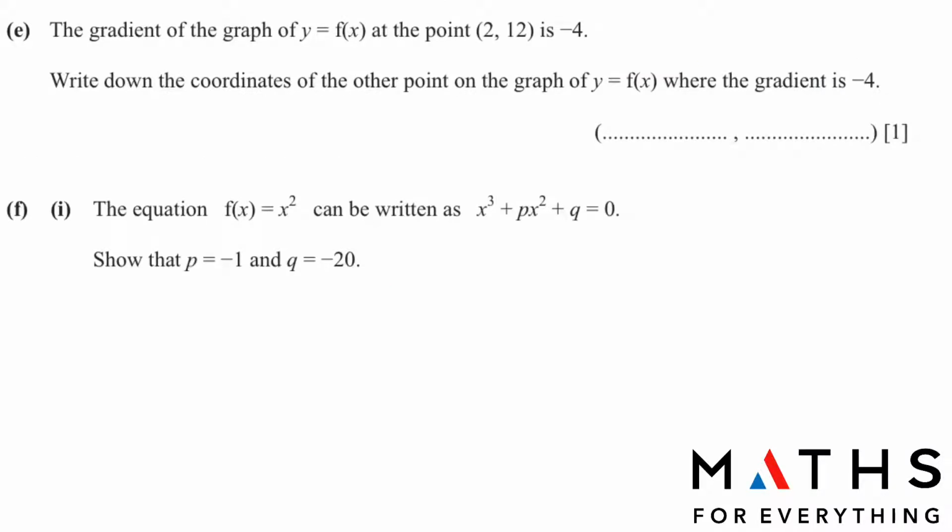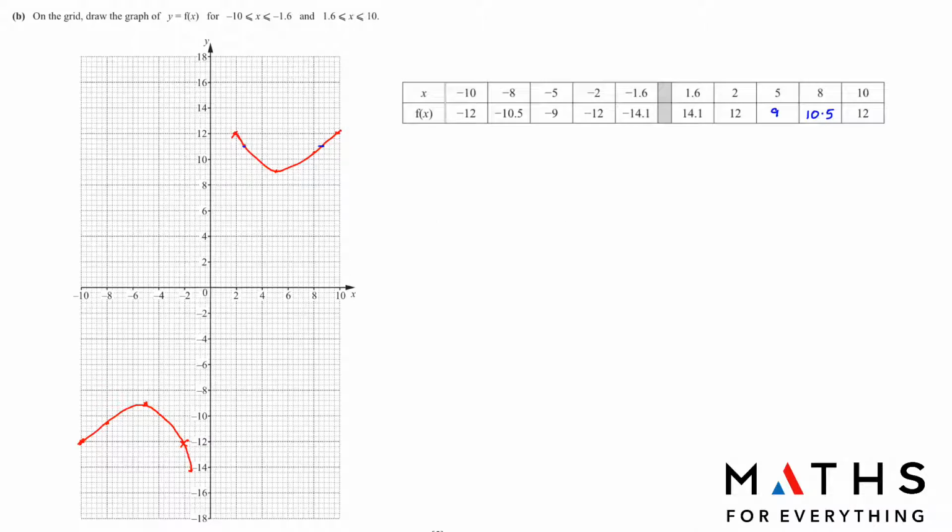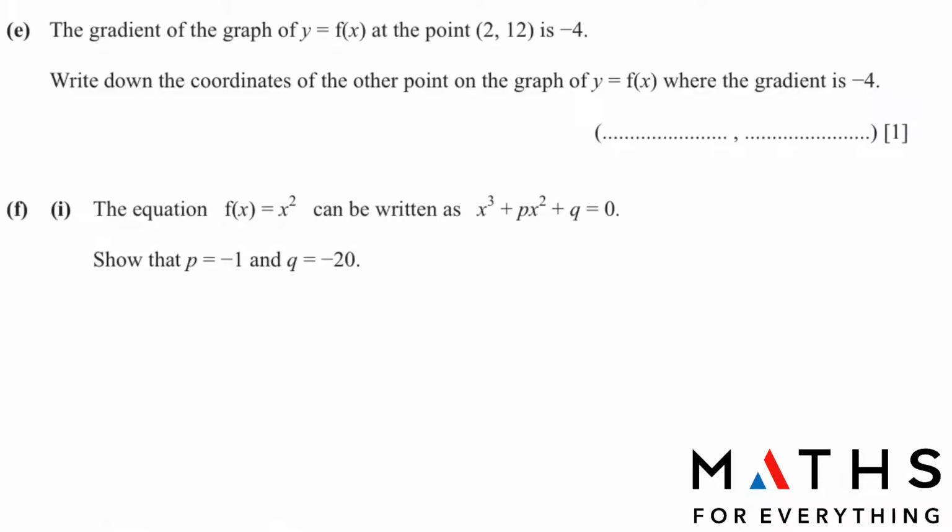Part A. The gradient of the graph of y is equal to f of x at the point (2, 12) is negative 4. Write down the coordinates of the other point on the graph of y is equal to f of x, where the gradient is negative 4. So if we draw a line here, this gradient at (2, 12) is negative 4. The other point will be the corresponding value, (negative 2, negative 12).